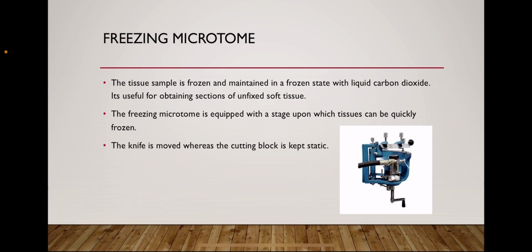And the next is freezing microtome. The tissue sample is frozen and maintained in a frozen state with liquid carbon dioxide. It's useful for obtaining sections of unfixed soft tissue. The freezing microtome is equipped with a stage upon which tissues can be quickly frozen. The knife is moved whereas the cutting block is kept static.